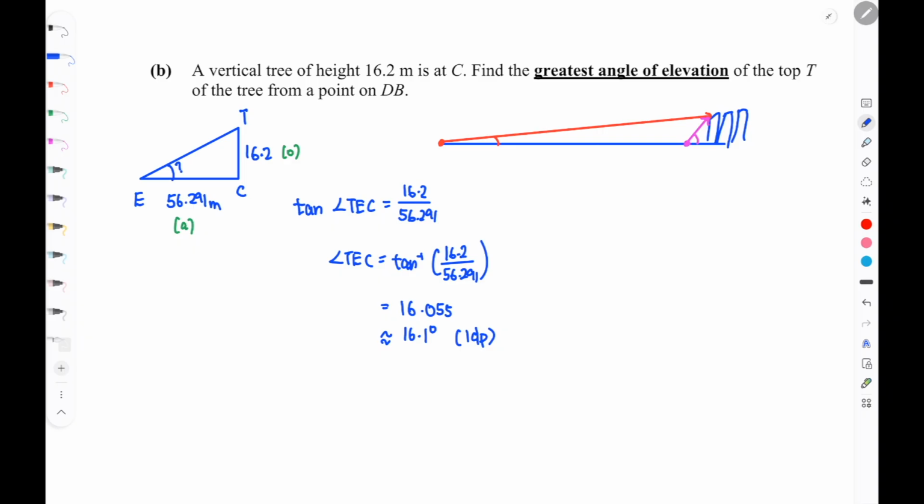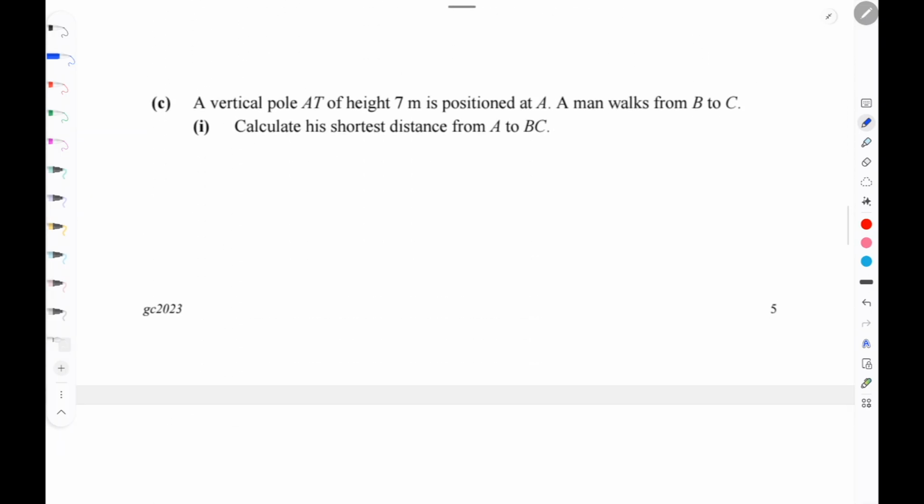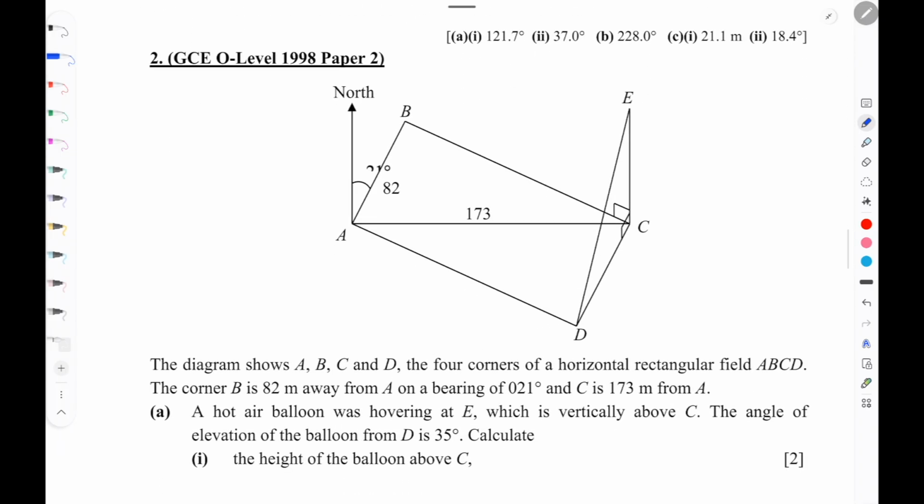Okay, from here, actually I'll move on all the way to the last question. All the questions in between you can try. Yeah, but I'll move on to the last question. So this is an O-level question.